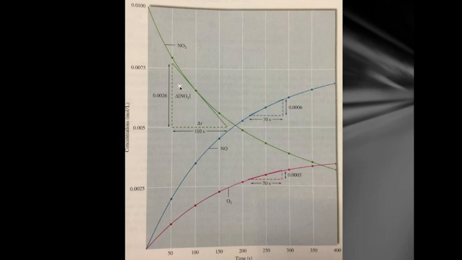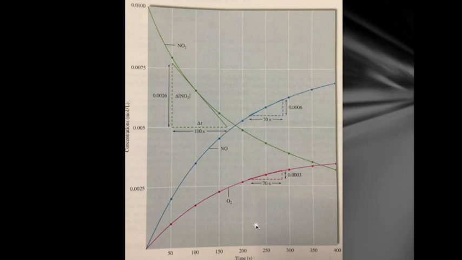Slope is rise over run, so this tangent line has a fall of 0.0026 and a time change of 110 seconds based on the graph. So we could find the slope at each point by drawing a tangent line and finding the slope of that tangent line. And that's what this image is showing you all throughout here.